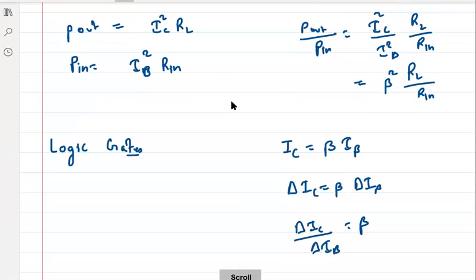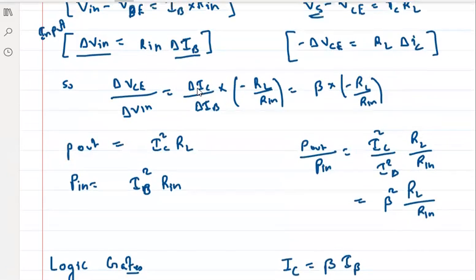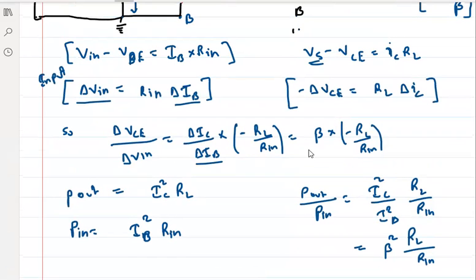Now substitute this value over here. Delta IC by delta IB is beta, and this is minus RL by RIN. So this is called your voltage gain, which is beta into minus RL by RIN. So what is the meaning of this? What is the meaning of the negative sign over here?